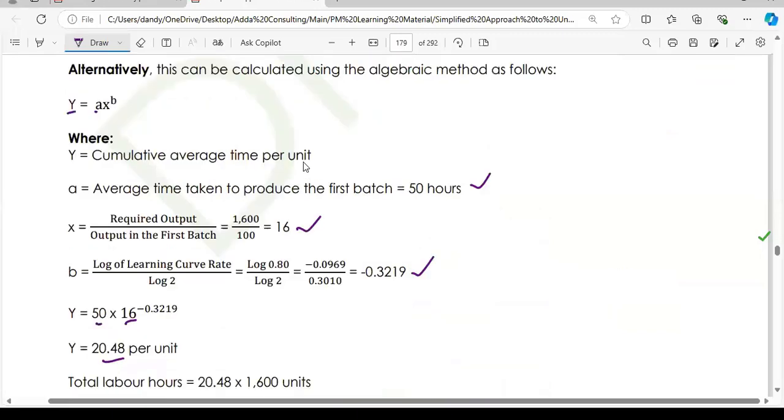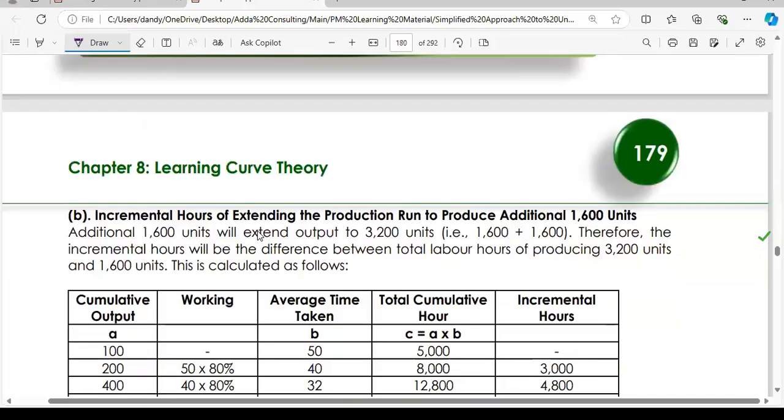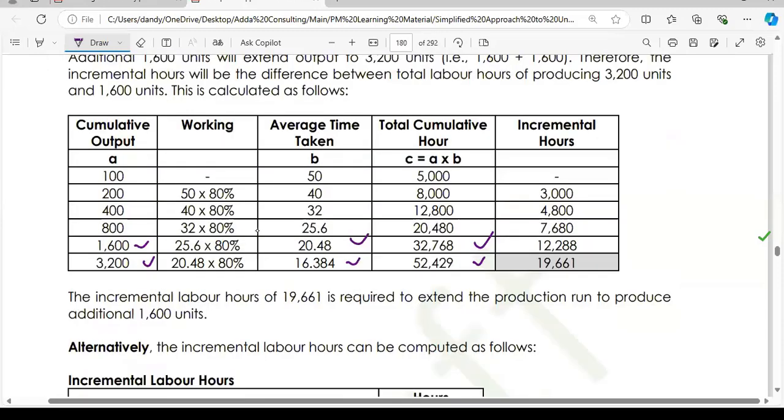Now, to get the incremental hours of increasing from 1,600 to 3,200, I have two options. I can either use this table as it is. All I need to do is to create an additional column for incremental hours. I'm less concerned with all of these ones. My focus is between what has changed: how many hours was the incremental hours from 32,768 to 52,429. That's what I need. All these 3,408, 7,680, I don't need it for anything.